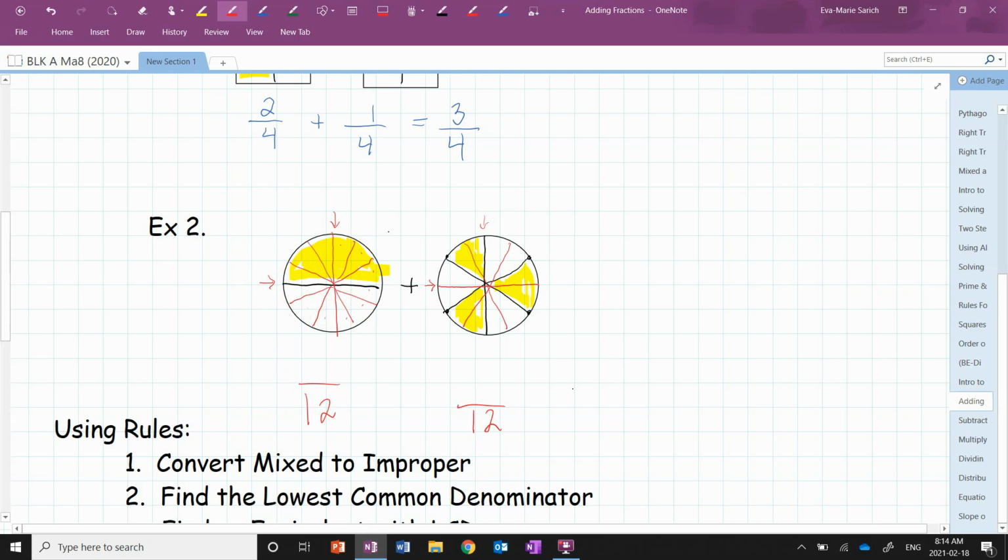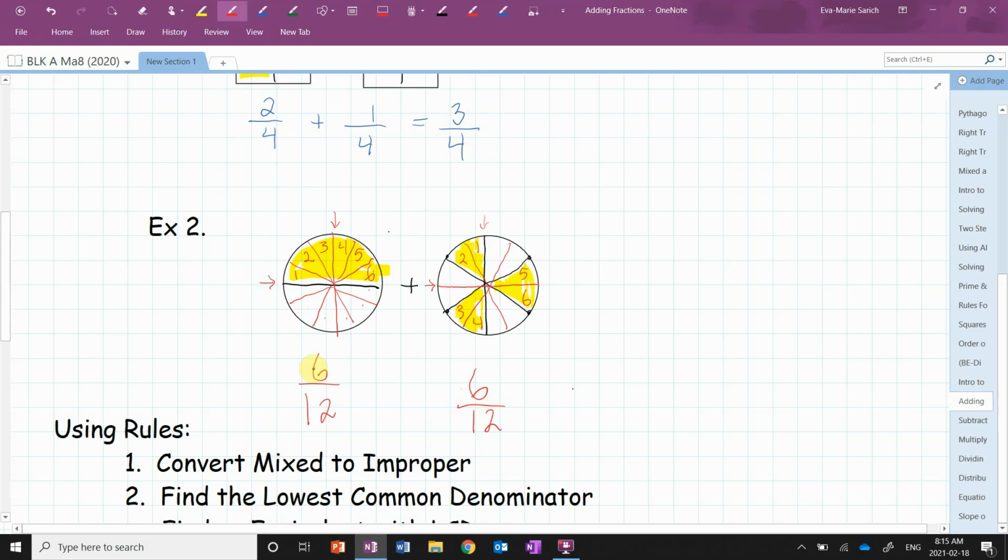So now, how many are shaded? 1, 2, 3, 4, 5, 6 are shaded there. How many are shaded here? 1, 2, 3, 4, 5, 6 are shaded there.